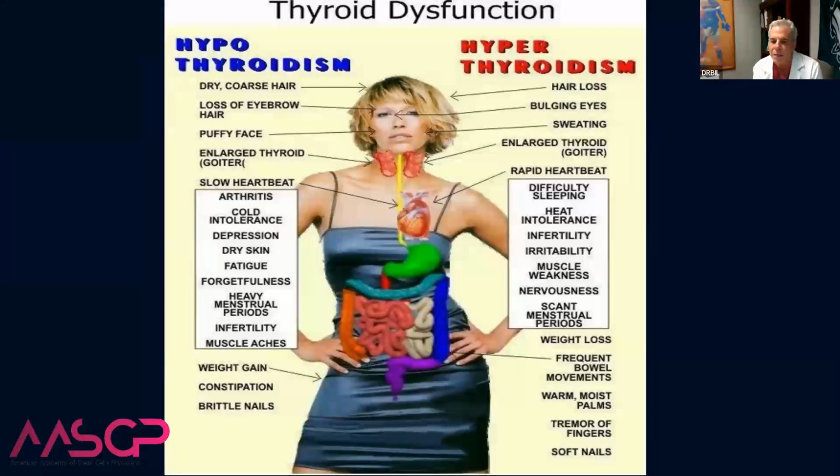Hyperthyroidism, you're going to get patches of hair loss. You get bulging eyes. You remember Marty Feldman from Young Frankenstein. He had the bulging eyes. He was hyperthyroid. You get sweating. You get, again, a thyroid enlargement. You get the opposite of hypothyroidism: rapid heart rate, diarrhea, weight loss, moist palms, soft fingernails.